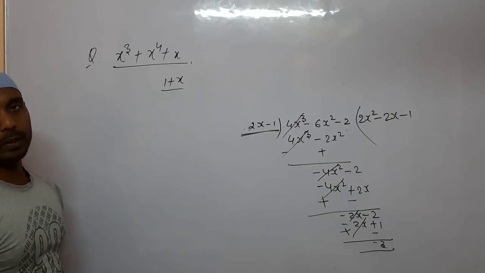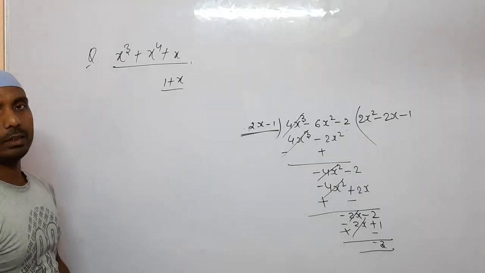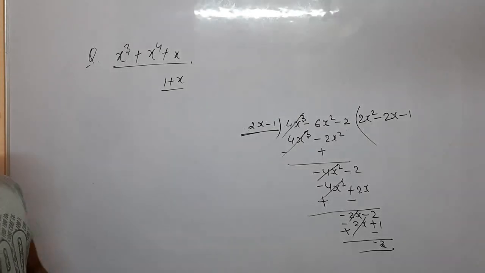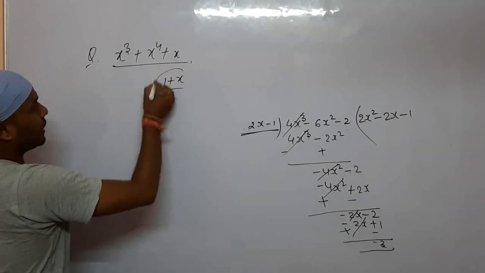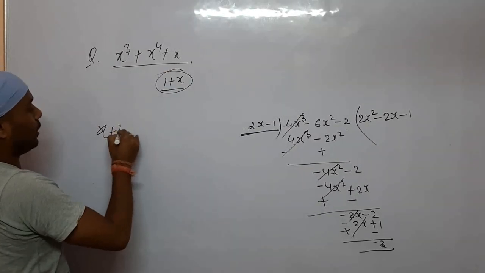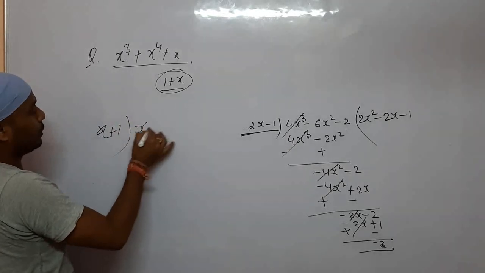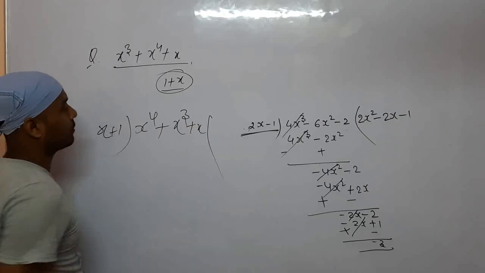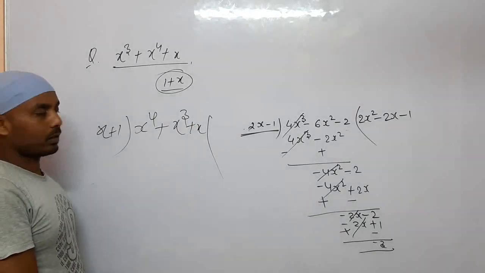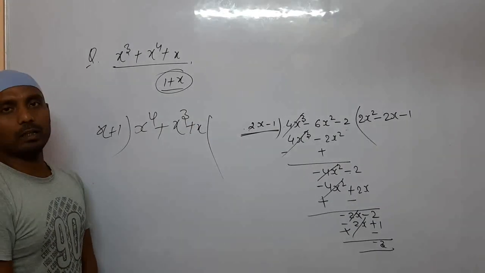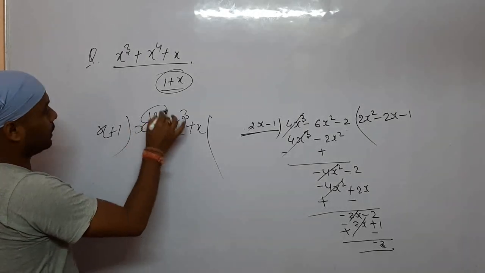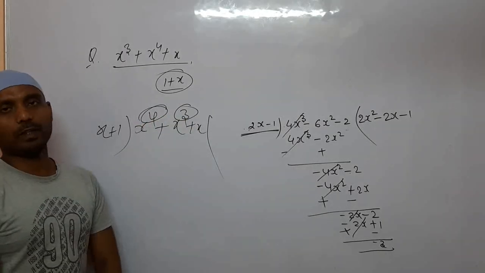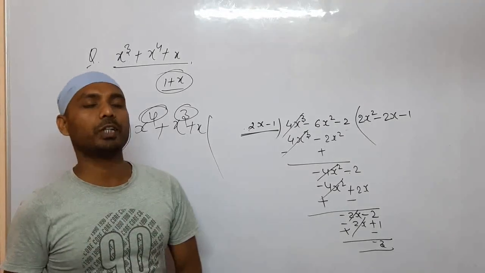Oh sir, it is complicated. No sir, it's not complicated. Just you have to make the arrangement first of all. How you will make the arrangement? You will write it x plus 1, and here you will write x to the power 4 plus x cube plus x. It's clear? Now you have to process your division. So first of all, what you have to see? The arrangement of the degree of the polynomial must be in decreasing order.